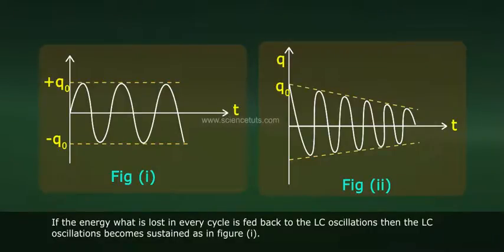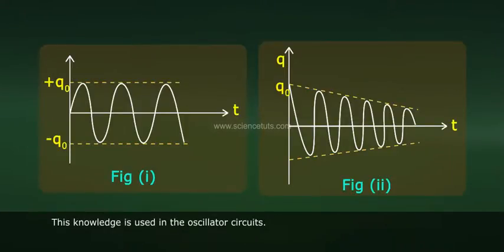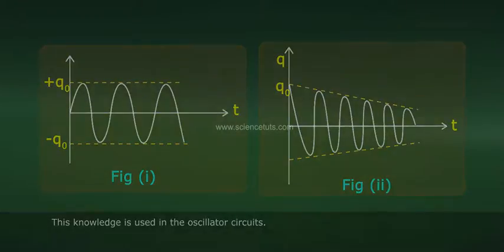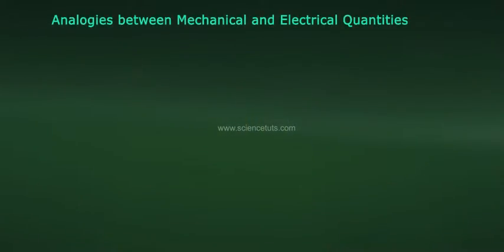If the energy that is lost in every cycle is fed back to the LC oscillations, then the LC oscillations become sustained as in figure 1. This knowledge is used in oscillator circuits. Analogies between mechanical and electrical quantities.